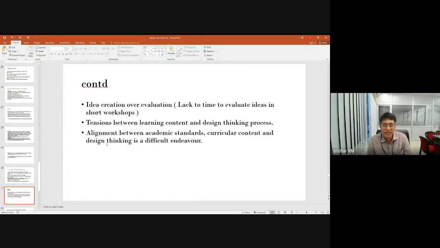Alignment between academic standards, curricular content, and design thinking is a difficult endeavor. You have to align the design thinking process with the academic standards and the curricular content. So this will be a key challenge to all the educators. Is there any doubt in these limitations? Any doubt in the limitations?